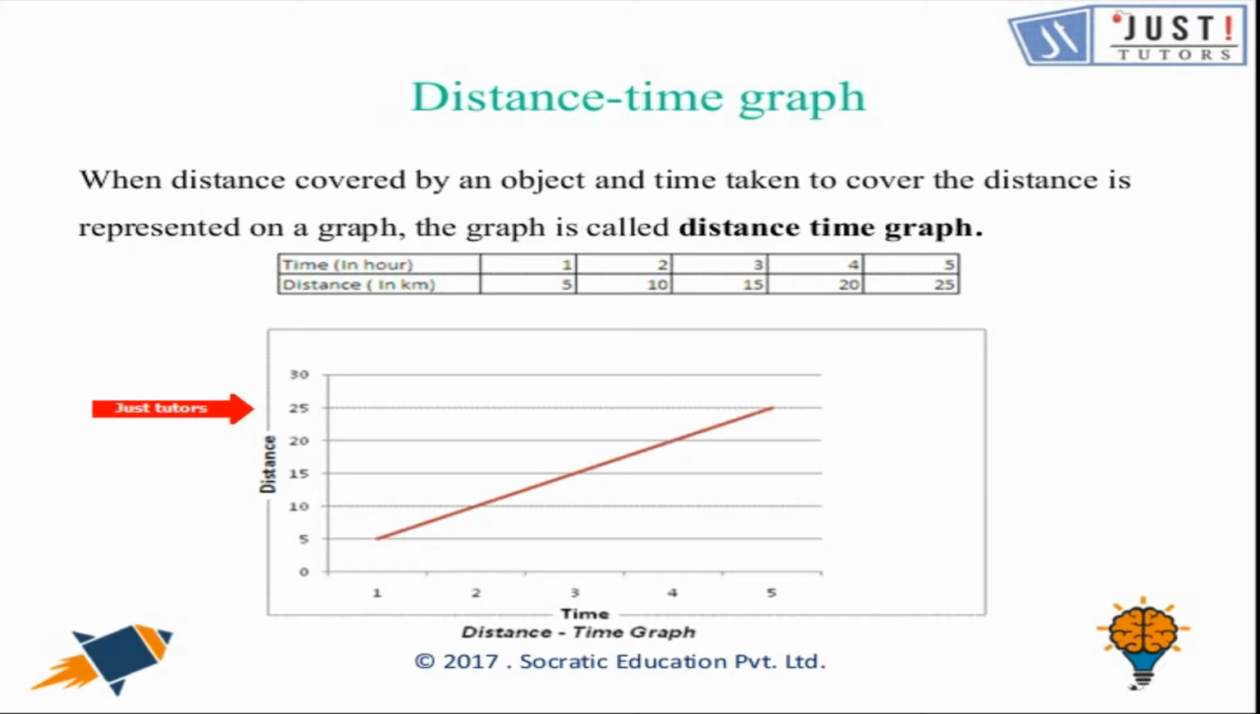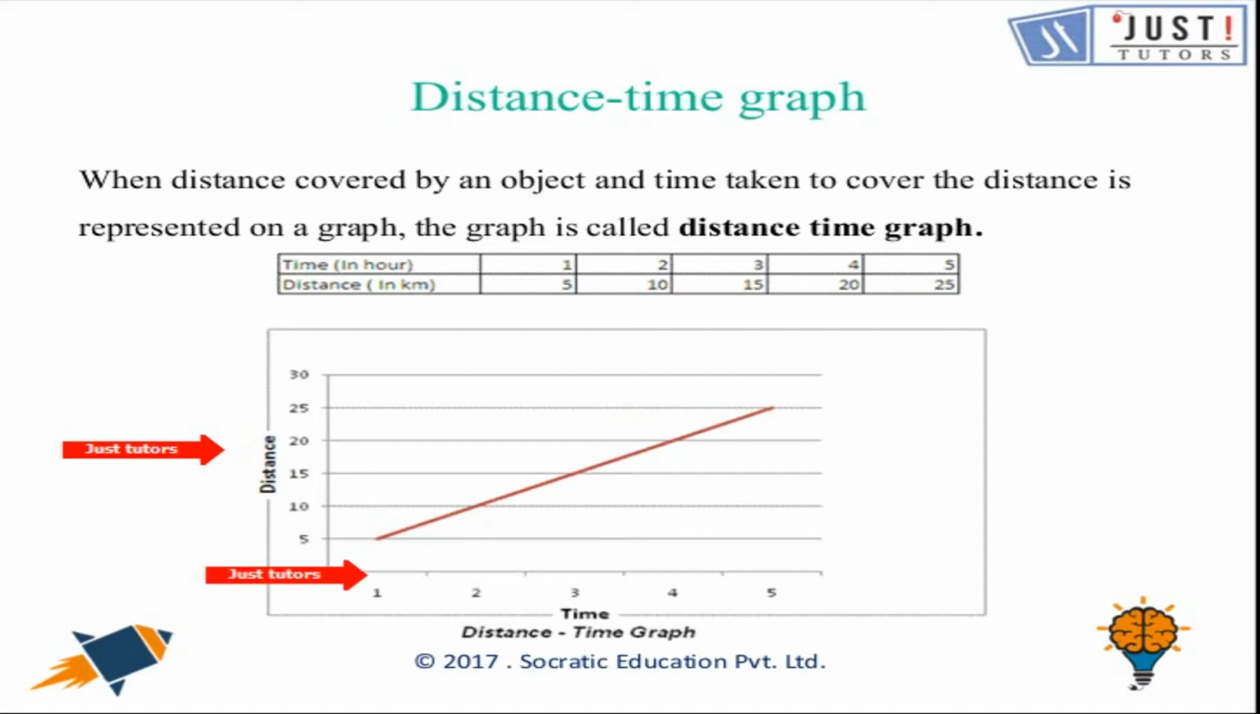So if you take a look at the table, in the first hour it covers 5 kilometers, then in 2 hours it covers 10 kilometers, making it 5 kilometers every hour. So at the end of 5 hours, the distance covered is 25 kilometers. And that has been shown right here in the distance time graph.